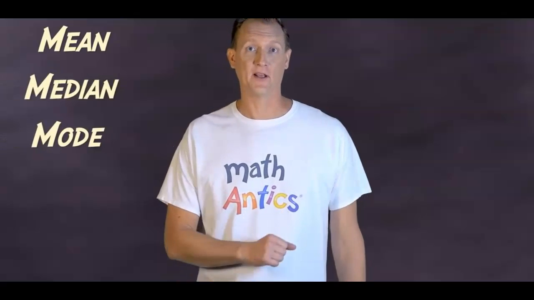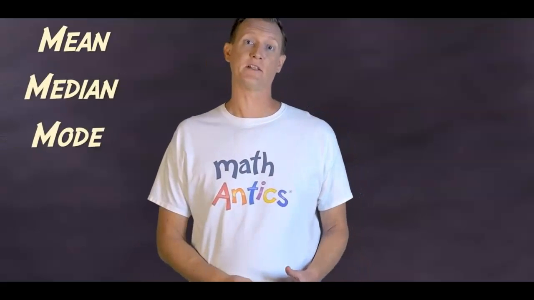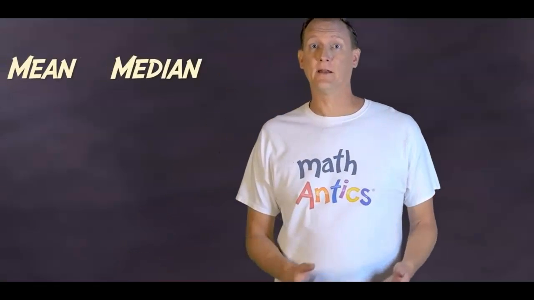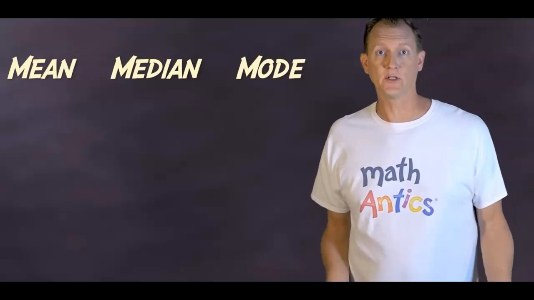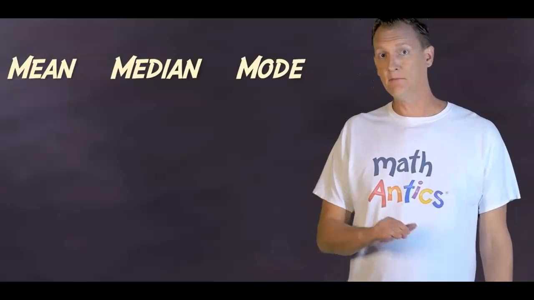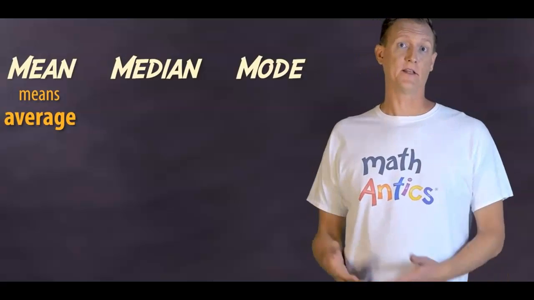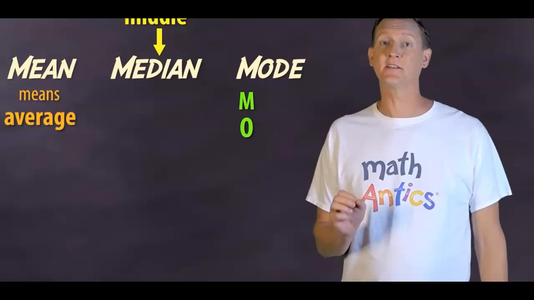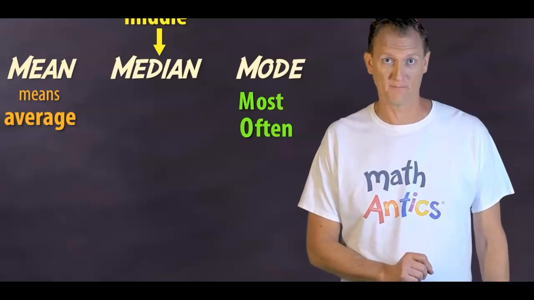All right, so that's the basics of mean, median, and mode. There are 3 really useful properties of data sets, and now you know how to find them. But sometimes the hardest part about mean, median, and mode is just remembering which is which. So remember that mean means average, median is in the middle, and mode starts with MO, which can remind you that it's the number that occurs most often.